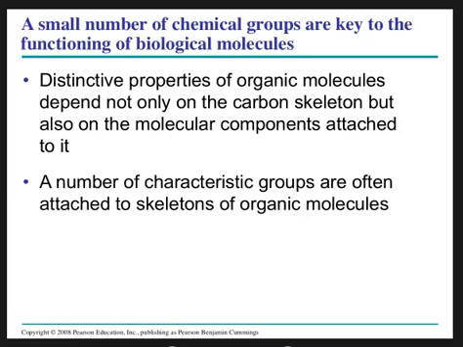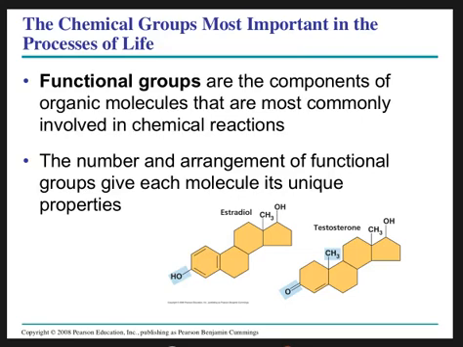So we talked about the carbon skeleton being very important in how these molecules function and what they're able to do, but we also need to talk about some groups that are attached off of those carbon skeletons. We call those groups functional groups. Functional groups are components of organic molecules that are commonly involved in chemical reactions. We see a large number and arrangement of functional groups. They'll give that substance or compound a very distinct or unique property.